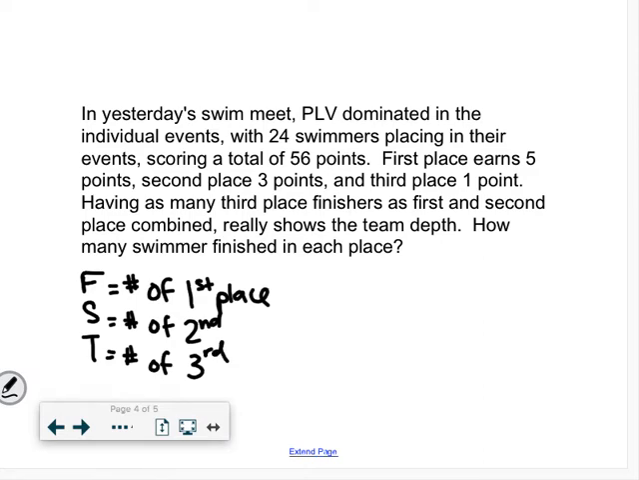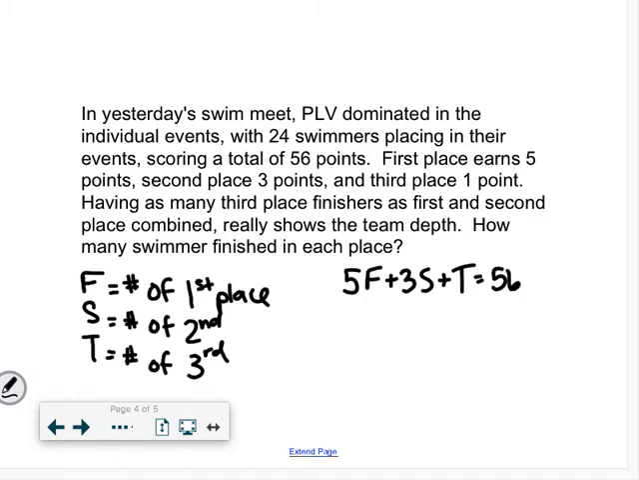Okay, so what's an equation we can write? Liam? 5F plus 3S plus T equals 56. Yeah, just like we had that equation full of money, now we have an equation full of points. So information that groups together should go in the same equation. All the points should be in the same equation. Don't put points in any equation that's not about points.